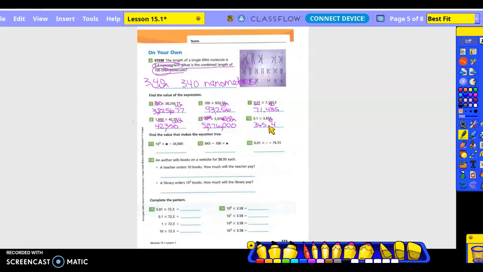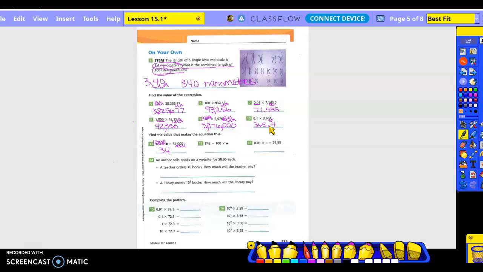Find the value that makes the equation true. So 10 to the third power times something gives me 34,000. So basically, I need to do the opposite of what that says, right? So 10 to the third power is what? Is 1,000. So technically, when we have a whole number, we move the decimal to the right, correct? This time, we need to do the opposite, so we're going to move it to the left to find the missing number. So I'm going to go 1, 2, 3, and my new answer is 34.